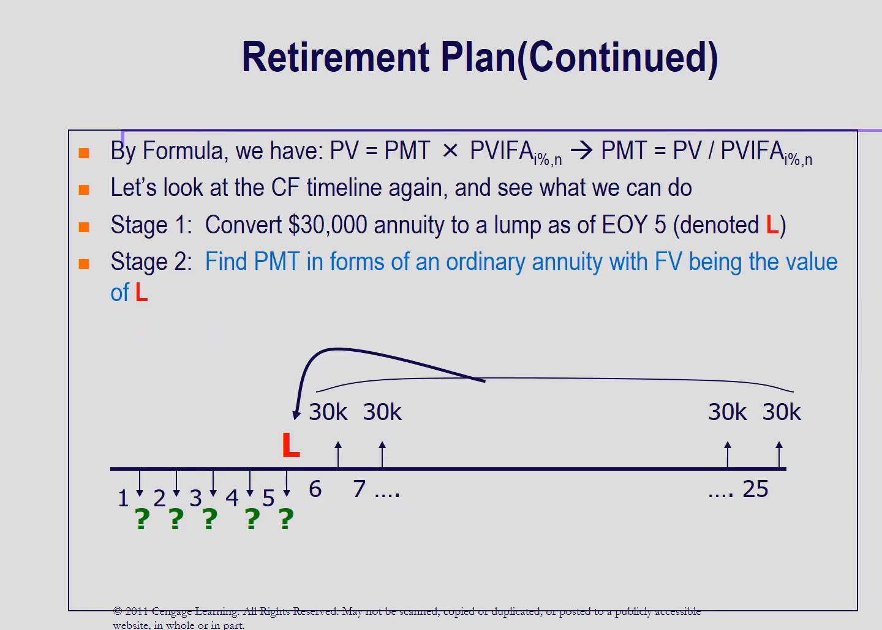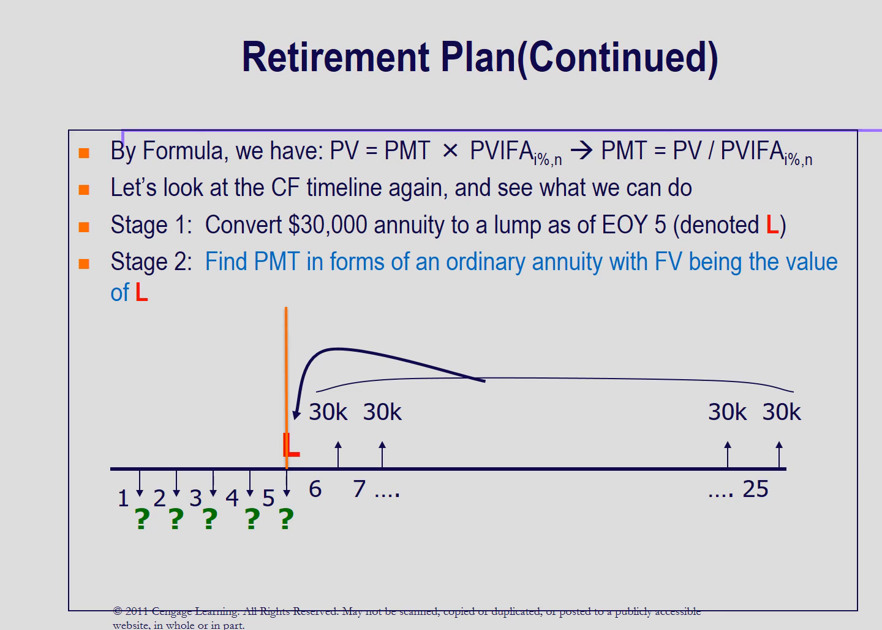By looking at the cash flow timeline below, we solve the problem in 2 steps. First, we step forward to the end of year 5 and convert the $30,000 annuity to a lump sum as of the end of year 5 by the present value of an ordinary annuity. We denote the value obtained as L. We then find the payment in the form of an ordinary annuity with the future value being the value of L just obtained.